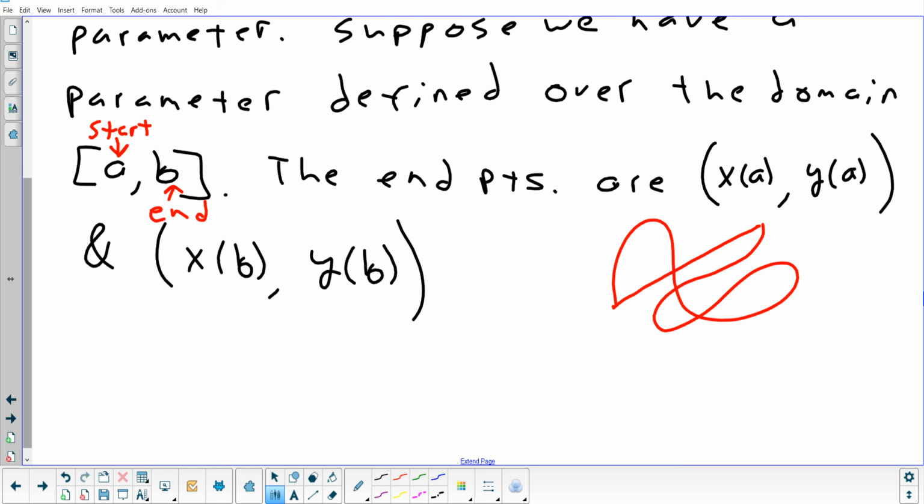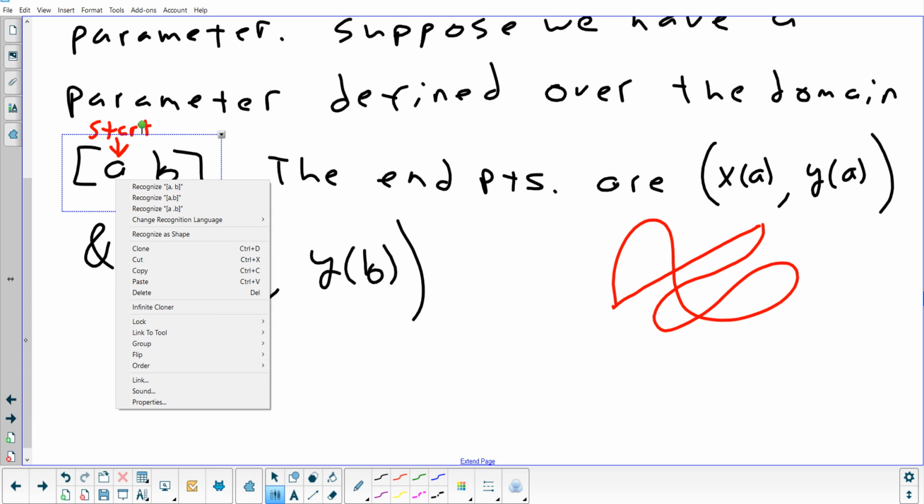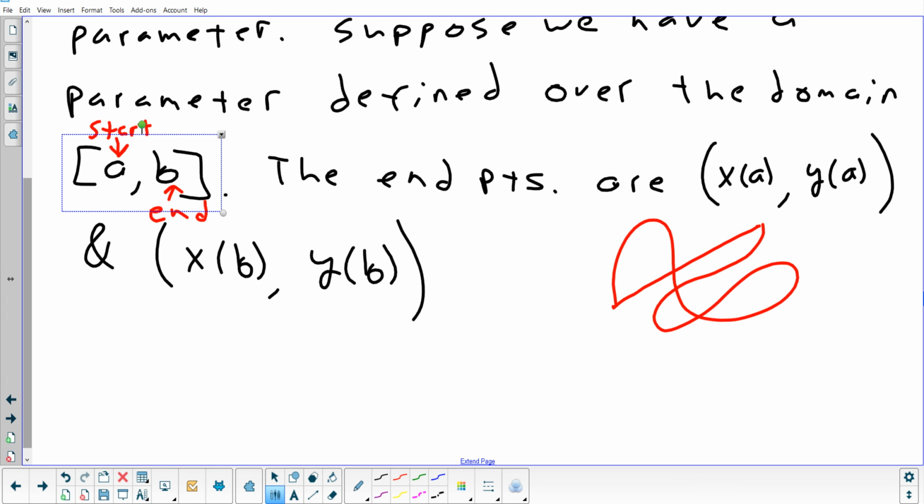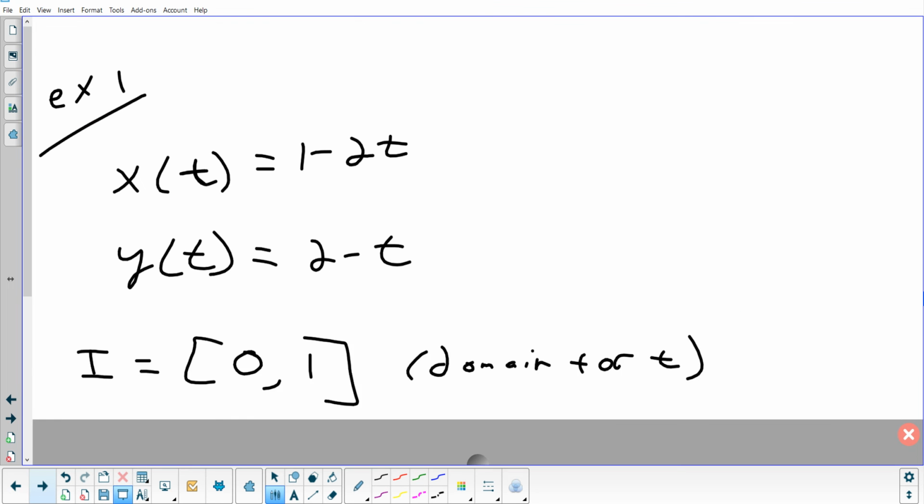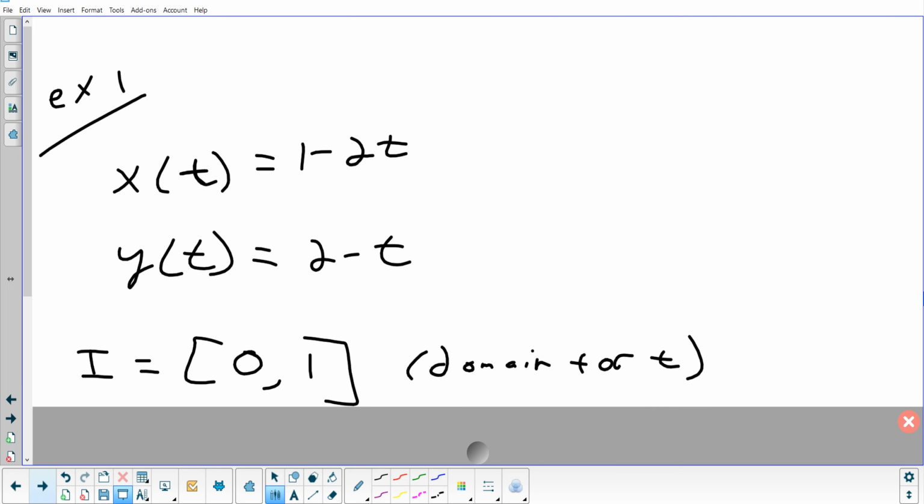All right, so any question on this idea? Plugging in the first number to your formulas to get your start, and the second number to get your stop. Let's try it. We'll graph this, but you don't need your calculator to do this step.